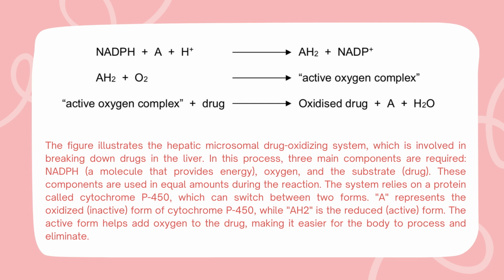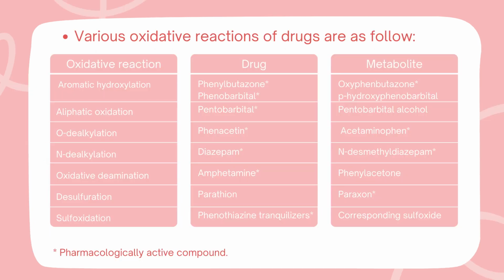The core of this system is the cytochrome P450 enzyme, which can switch between two forms, which are 1, A, the oxidized form. This is the inactive state of the enzyme. And 2, AH2 or the reduced form. This is the active state, which facilitates the addition of oxygen to the drug. Here, you're able to identify the various oxidative reactions, which include the oxidative reaction, the drug, the metabolite. And we have to know that these are pharmacologically active compounds.